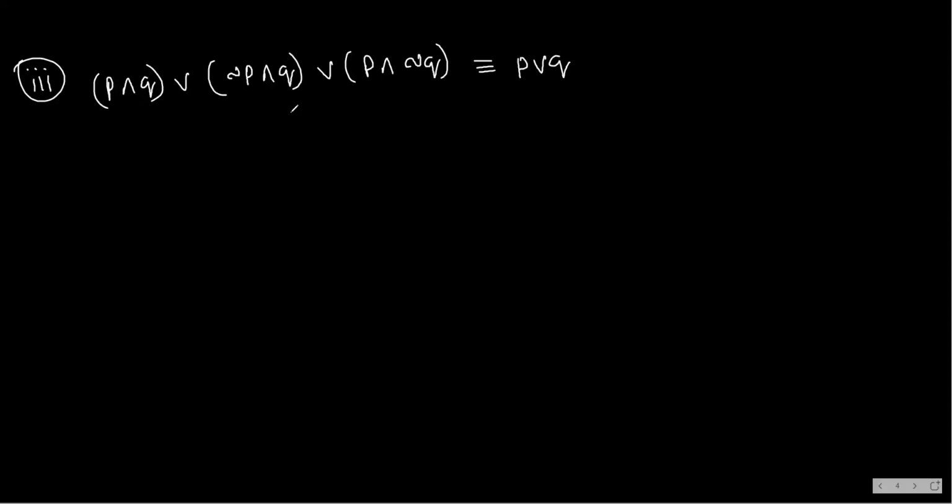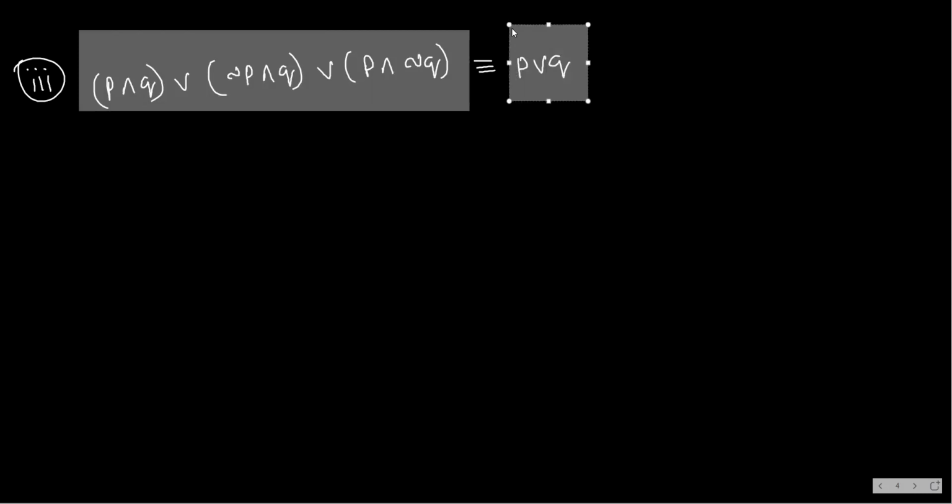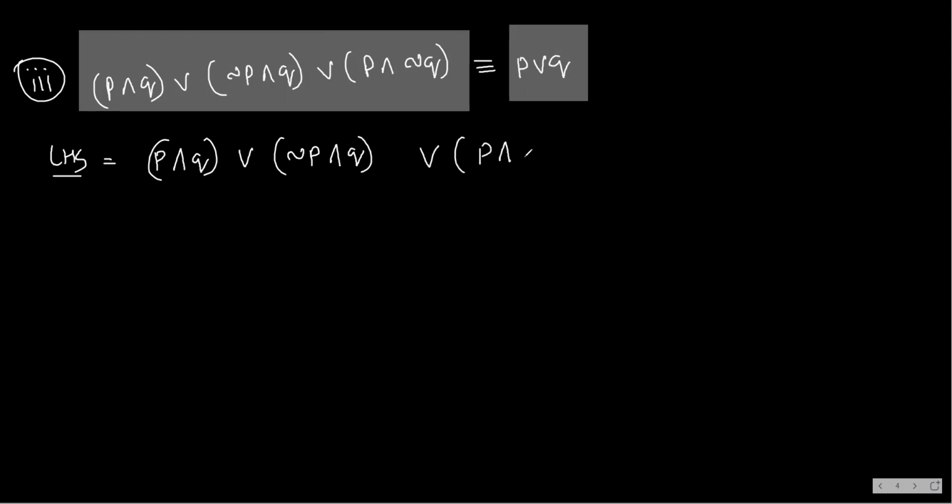So here we have the third one. Once again, we have to prove the logical equivalence of the left-hand side and right-hand side without using the truth table. So I will begin with the left-hand side. The left-hand side here is P and Q, or negation P and Q, or P and negation Q. Here I notice three statements: one, two, three.